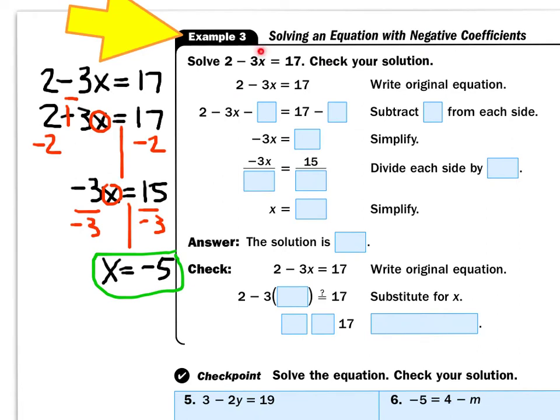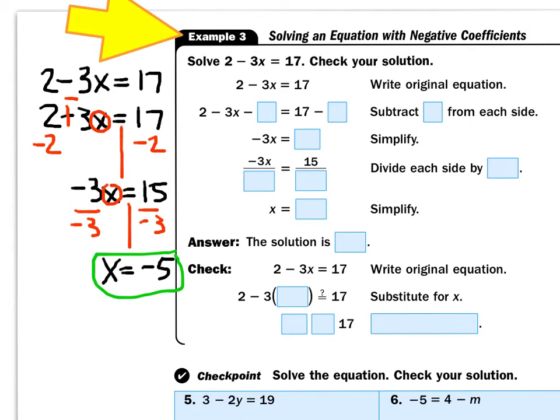Okay, solving an equation with negative coefficients is really easy in my class as long as you're willing to change subtraction to adding the opposite. Alright, so take a look over here. 2 minus 3x equals 17. I wrote it out exactly like they gave it to me. And then when I see subtraction, add a line, change the sign. So this becomes 2 plus negative 3x equals 17.